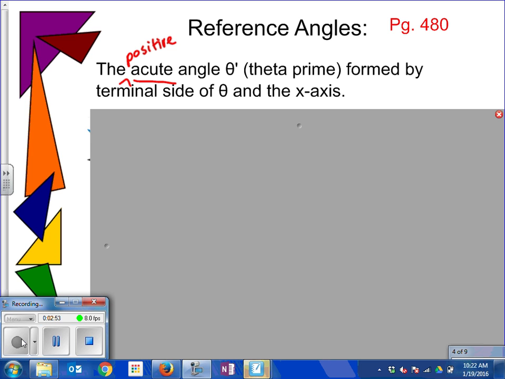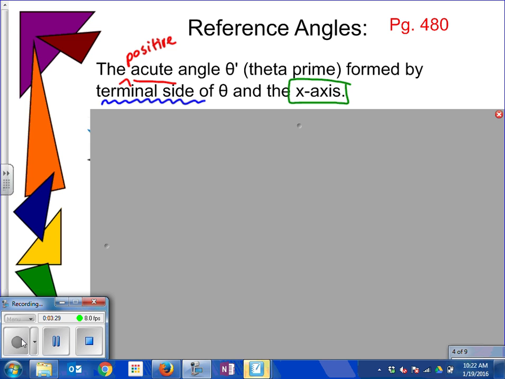So numbers like 1, 2, 3, 10, 20, 30, 40, 45, 60, those are going to be examples of reference angles. The other important piece from the definition is the reference angle is formed by the terminal side. So that's wherever your angle opens, wherever that side lands, in quadrant 1, quadrant 2, quadrant 3, or quadrant 4. It's formed by that terminal side and the x-axis.